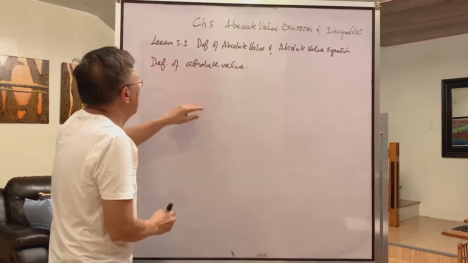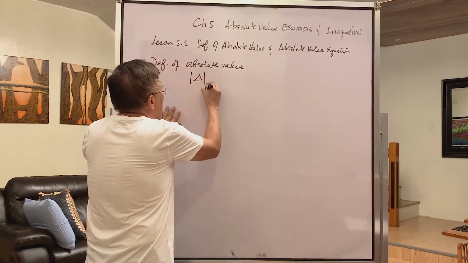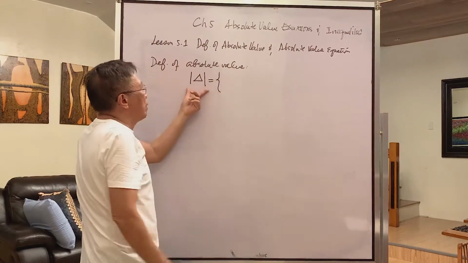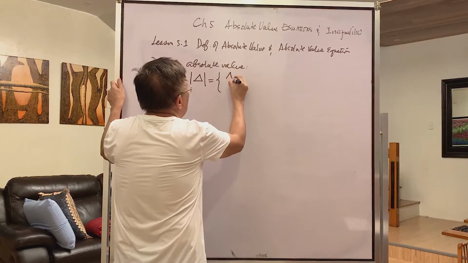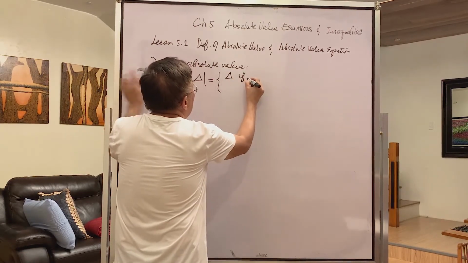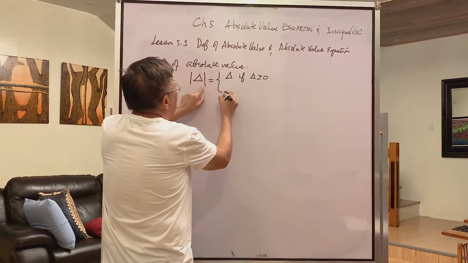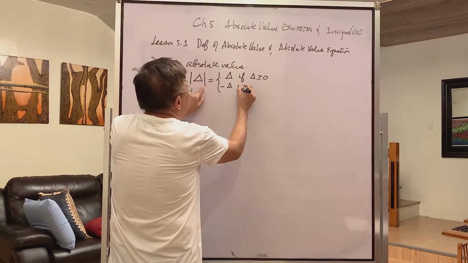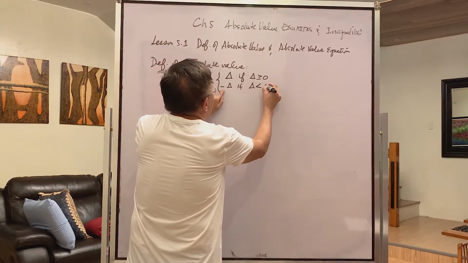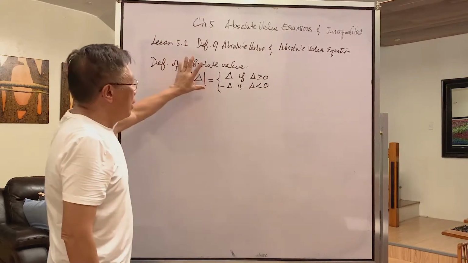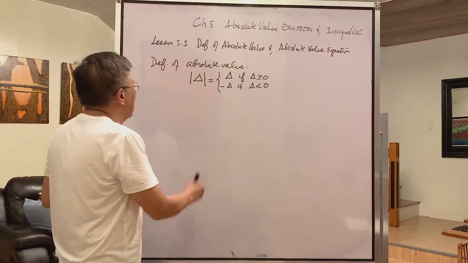Okay, so the definition of absolute value here would be, let's say the absolute value of triangle is equal to itself if this is greater or equal to 0, or negative of itself if this number is less than 0. Okay? This is the definition of absolute value you had in the previous years.